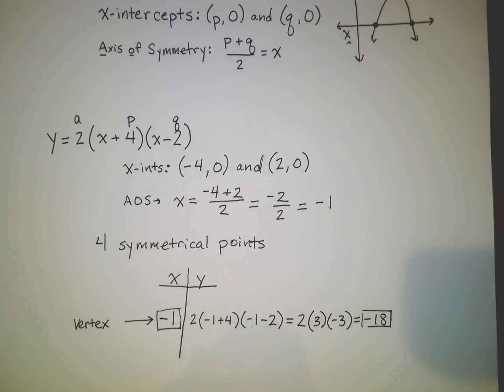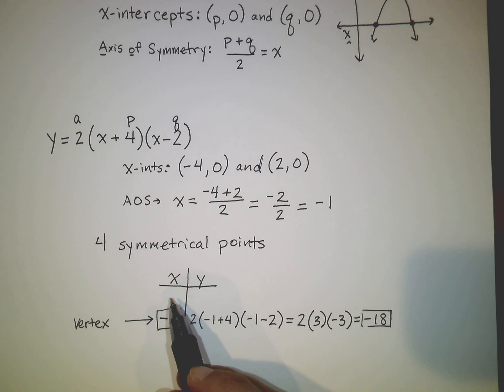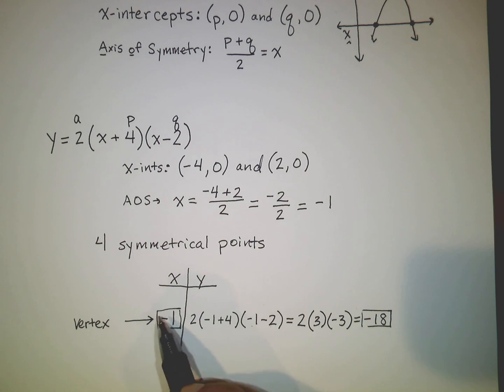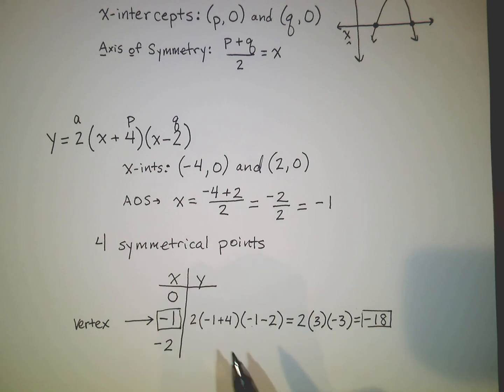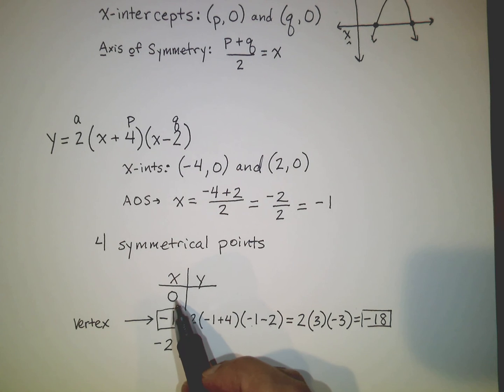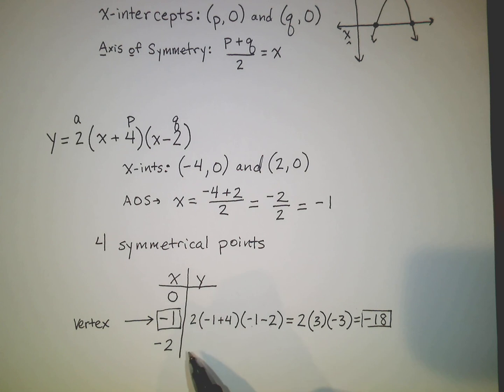So I found my vertex, and now I'm going to go forward a number and backwards a number. So negative 1 plus 1 is going to be 0. Negative 1 minus 1 is negative 2. And I only need to show work for one other point here, because our y value here is going to be the same as over here, because we only shifted 1 down and shifted 1 up, so it's going to be symmetrical.